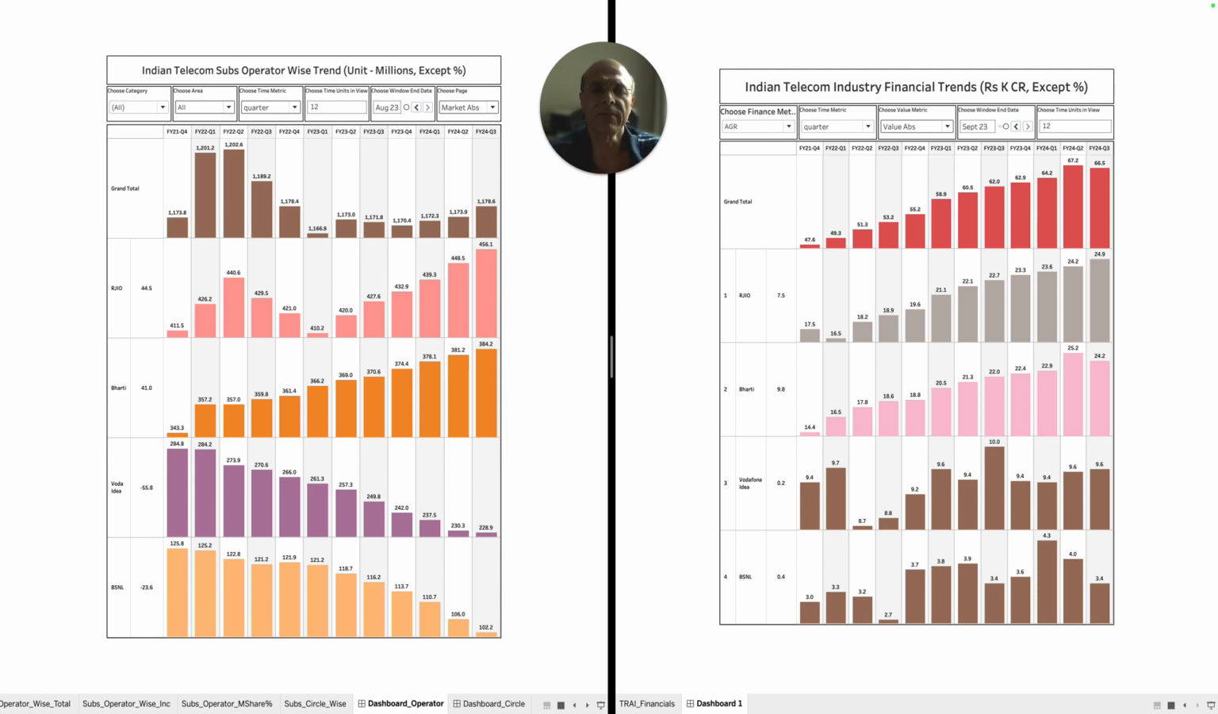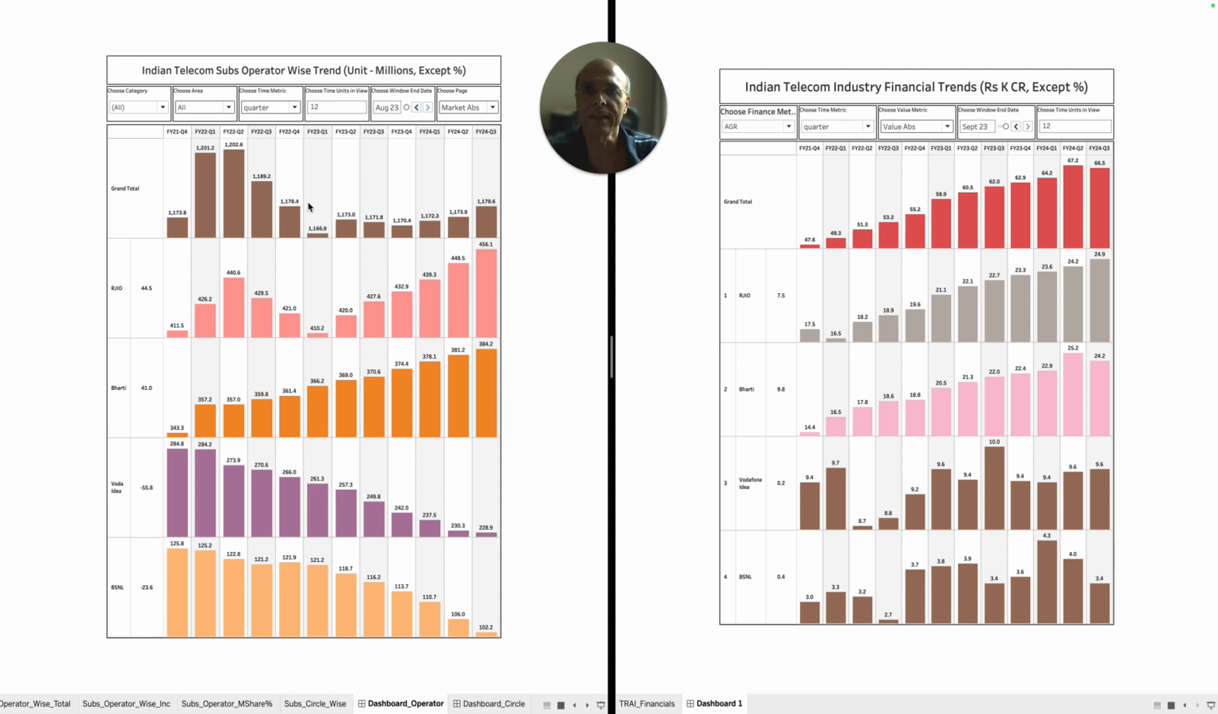But unfortunately, friends, these numbers are presented in such a manner that they do not give us the story. Therefore, I took the pain to aggregate these numbers in two different dashboards and place them side by side. On the left hand side of your screen, you will see a dashboard which captures the subscriber trend of the Indian telecom industry for the key four operators: Reliance Jio, Bharti, Vodafone and BSNL. And on the right hand side, I have captured the financial trend of these same operators.